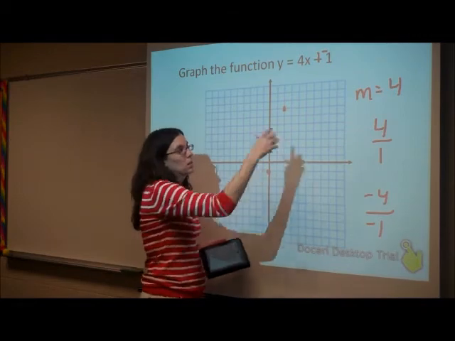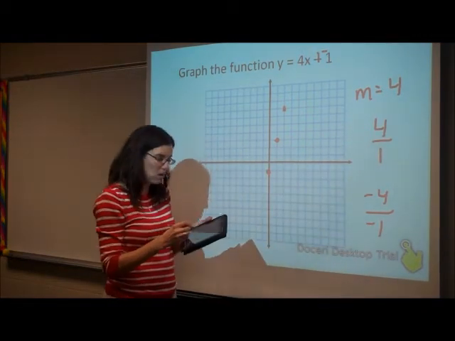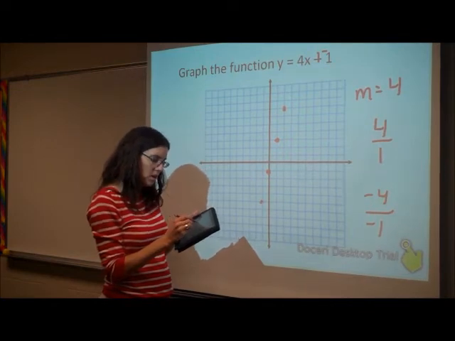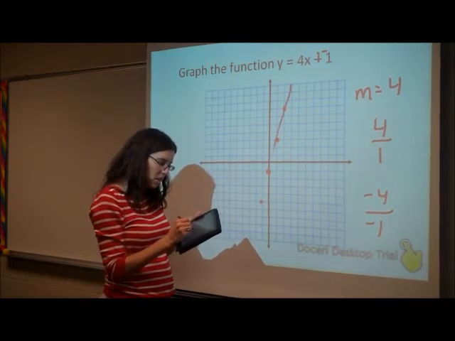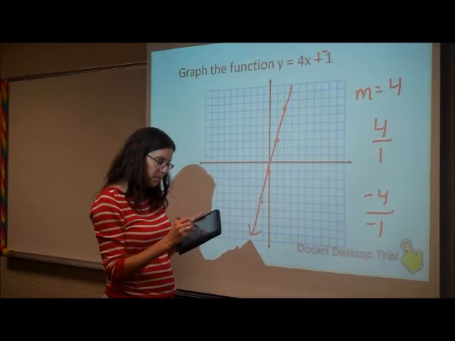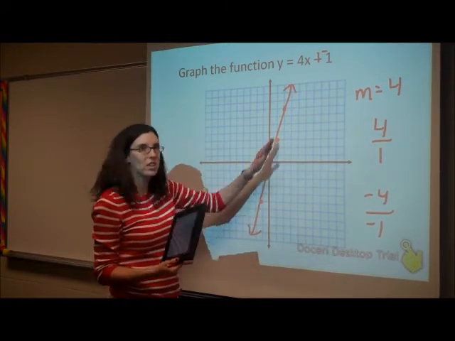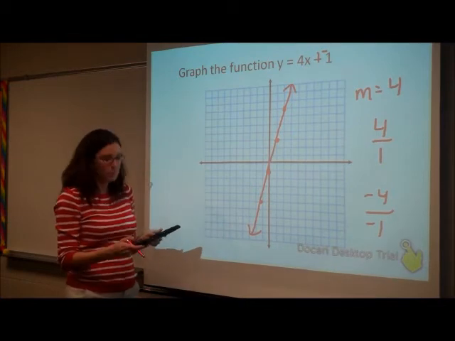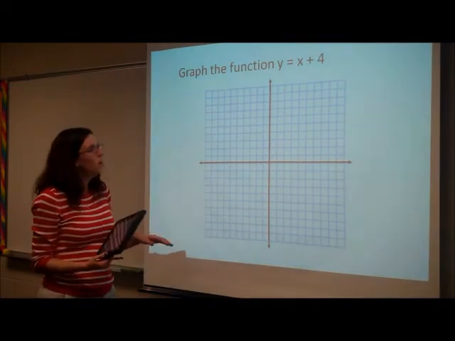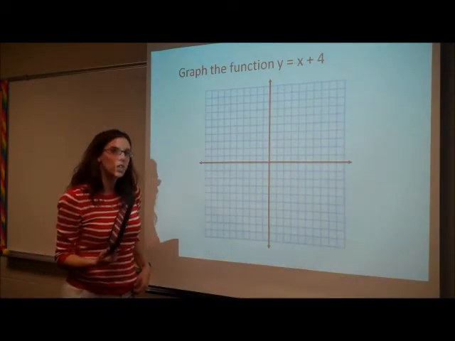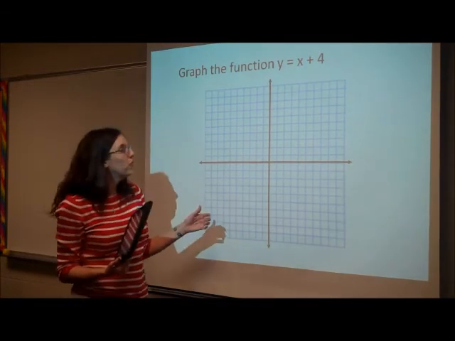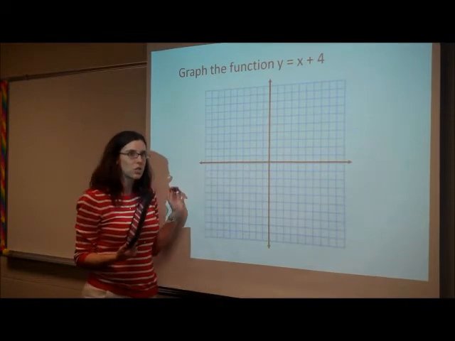Two negatives give me the positive, they cancel out. So I go down 4 to the left 1. All of these lie on the same line. Okay? If they don't lie on the same straight line, I did something wrong. Now, I want you to try this one on your own. Think about what your slope would be. When you finish, press play and we'll check it.